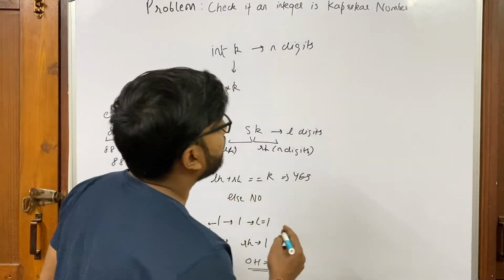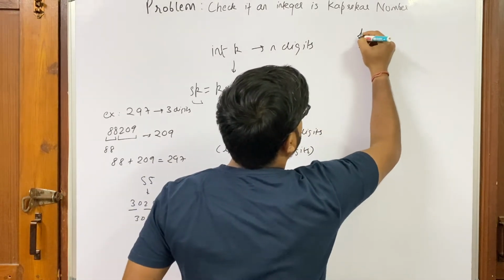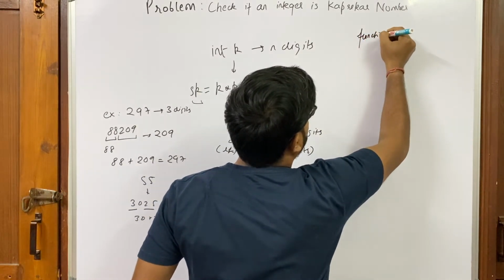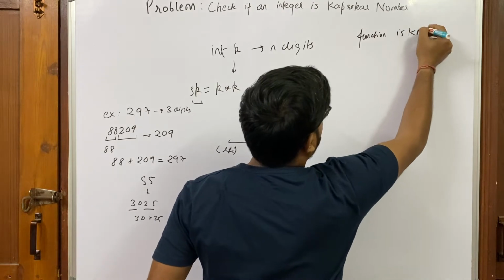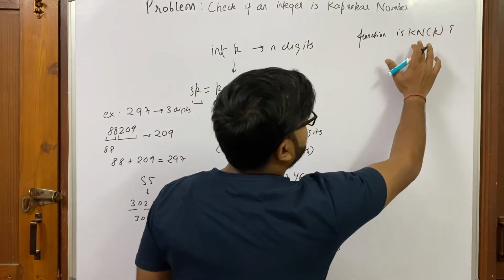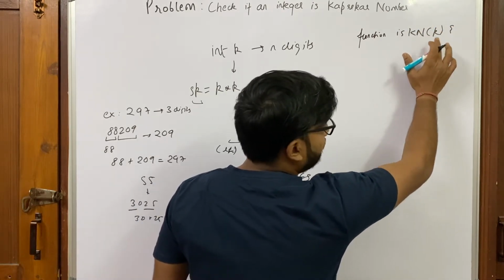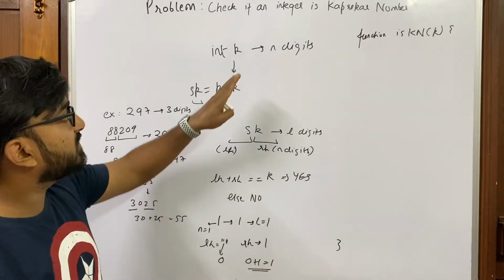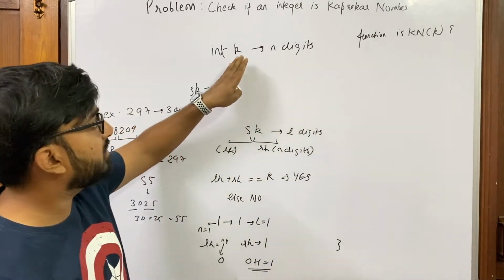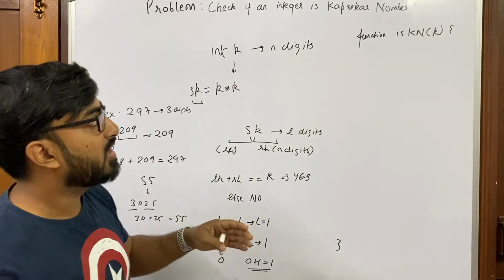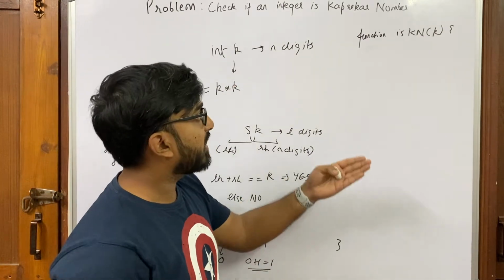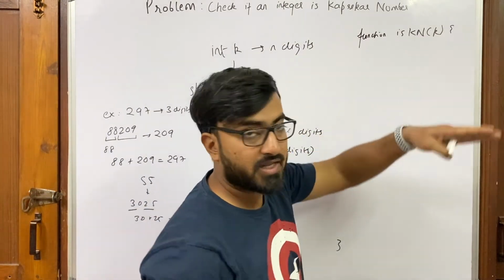So in the method where we use strings, I'll write a pseudocode function isKaprekarNumber that takes an integer k. This will return true if k is a Kaprekar number, else it will return false. The first task is to find the number of digits in k, that is the value of n. I've already posted a video where we find the number of digits in an integer. You can take a look at that.